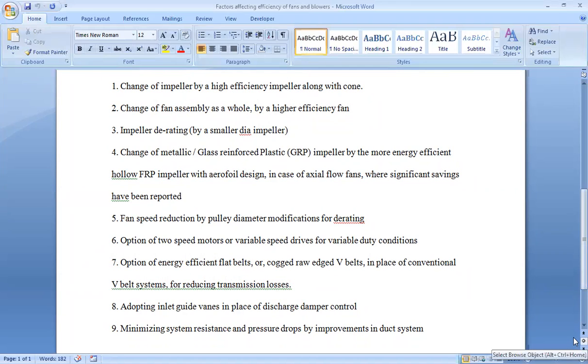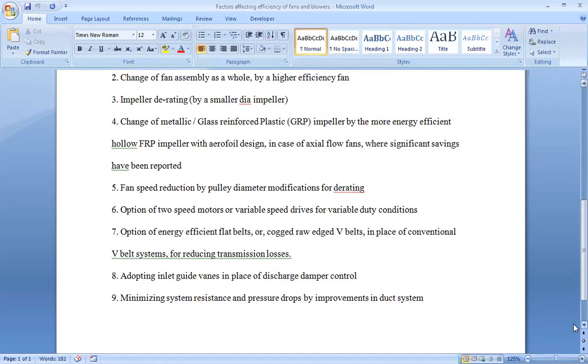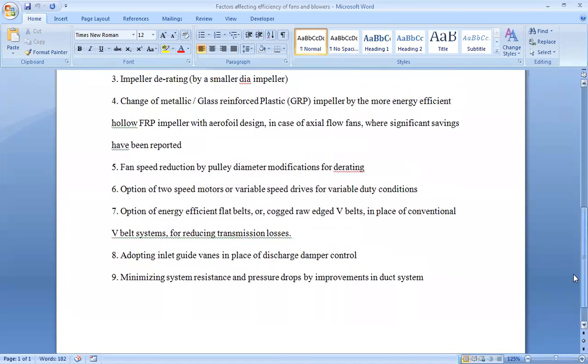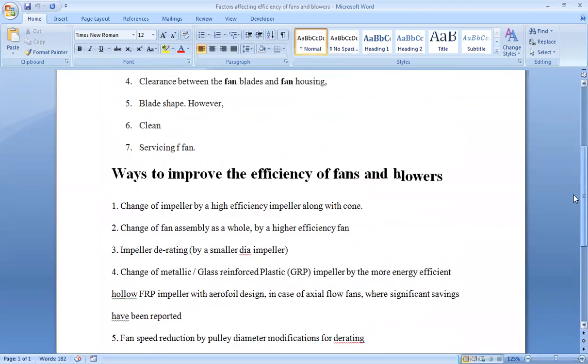Then adopting guide vanes: inlet guide vanes, which will control the incoming air, and sometimes outlet guide vanes, which will control the outlet air. It means the air will be blown particularly on the particular part of the machine which is to be cooled, for example, the transformer fins, cooling tubes. So we have to focus the air on the particular part of the machine which is to be cooled, so that the efficiency of the fan is increased. So these are the points that we learned.